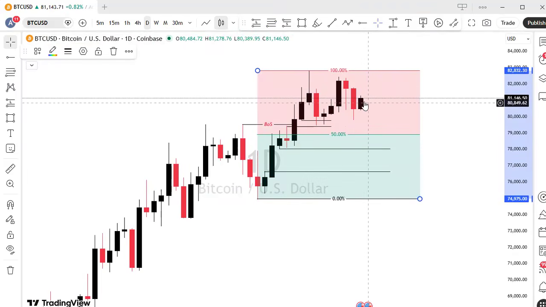So what do I expect? I expect the market to retrace at least to the 50%, and then we start looking for buying opportunities. So within the discount now, what do we have?